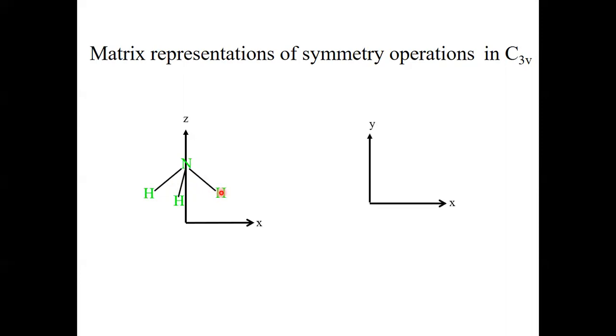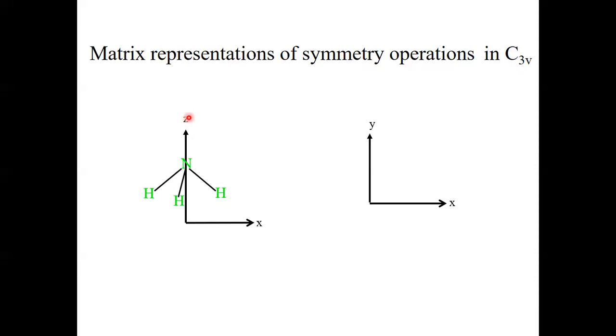Now, what is the principal axis in this molecule? Well, we have in this case a C3 axis as the principal axis, and the C3 axis stands exactly where the Z axis is, so we are rotating by 120 degrees around Z. So now, what would be the matrix representation of a C3 symmetry operation?